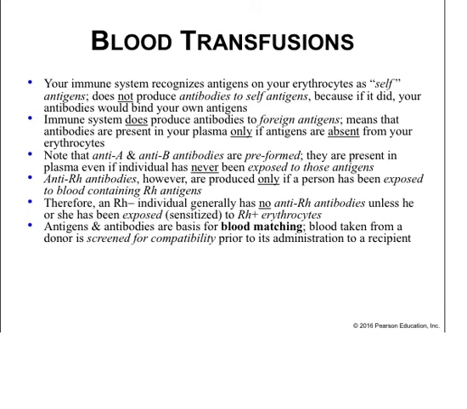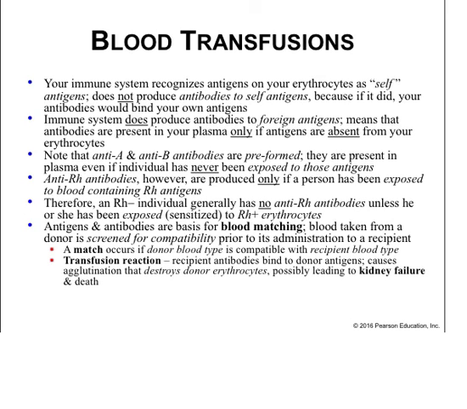Antigens and antibodies are the basis for blood matching. Blood taken from a donor is screened for compatibility prior to its administration to the recipient. A match occurs if the donor blood type is compatible with the recipient. A transfusion reaction is where a recipient has antibodies that bind to the donor antigens, and this causes agglutination that destroys the donor erythrocytes, leading to kidney failure and death.